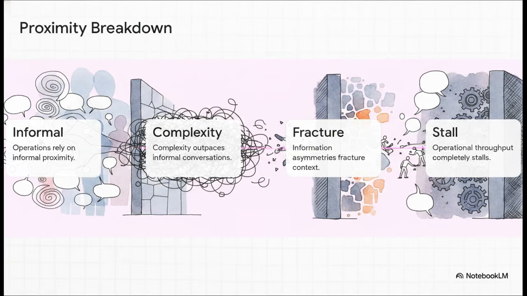Think about your own team for a second, and let's trace the causal mechanism here. The failure doesn't happen because your team suddenly stopped working hard. It happens because operations that rely on informal proximity inevitably hit a complexity threshold. Suddenly, information asymmetries emerge. One team has context that another team totally lacks. This fractures your shared context, which means practically every single project requires endless, exhausting negotiations over ownership and priority before execution can even start. Throughput stalls entirely because the underlying communication architecture just collapsed.